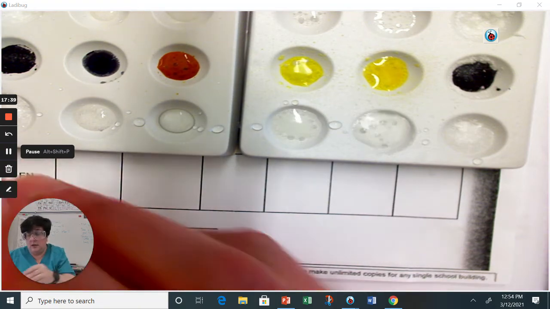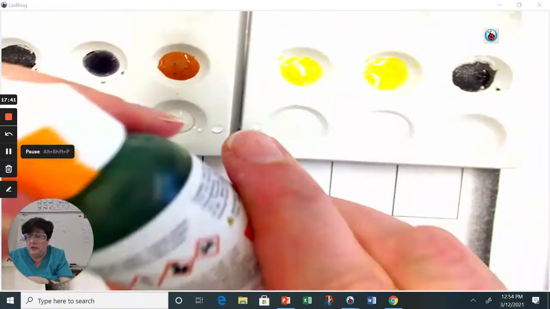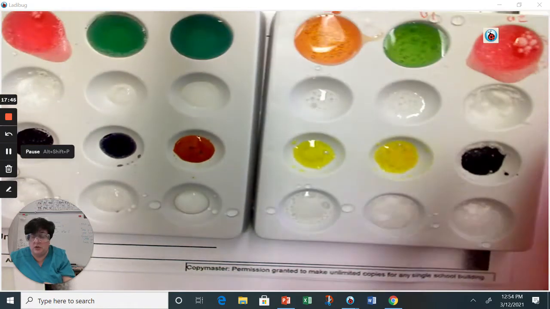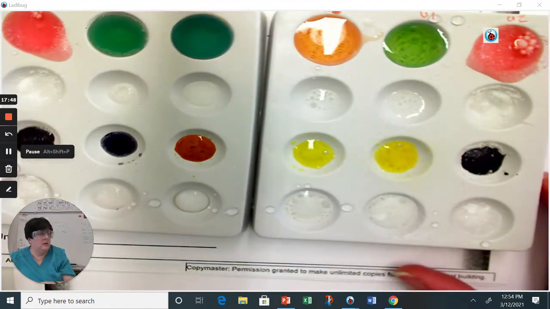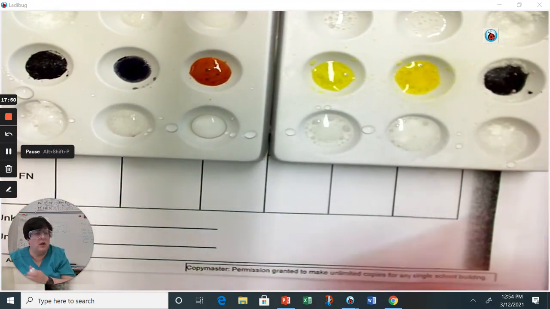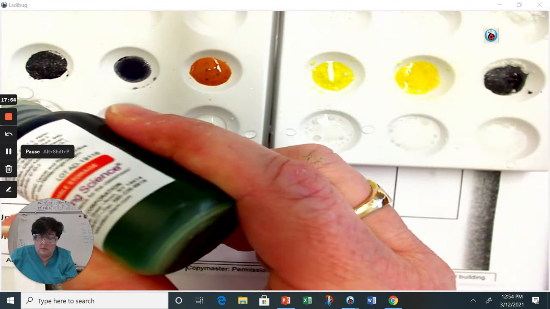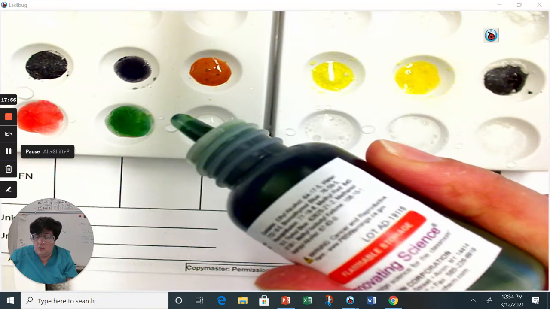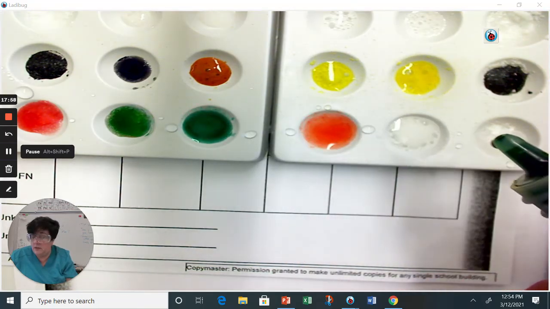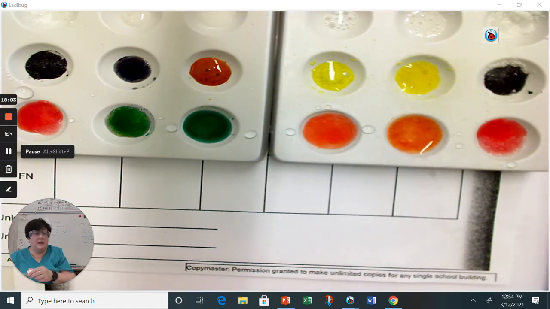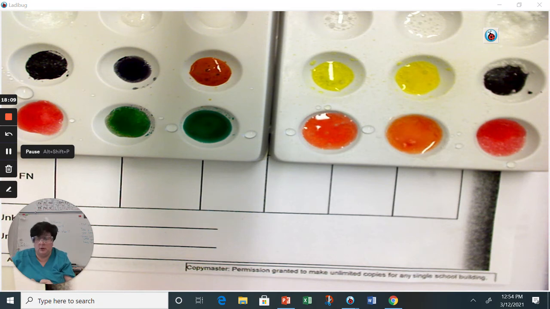I'm going to add in the universal indicator again, just to retest the pH to make sure these are all correct. There could be something in the well, there could have been something on the toothpick. One of them's not making sense to me. And there we go. That makes more sense to me. And if you're following along, you might be going, yeah, this one didn't make much sense for me either.